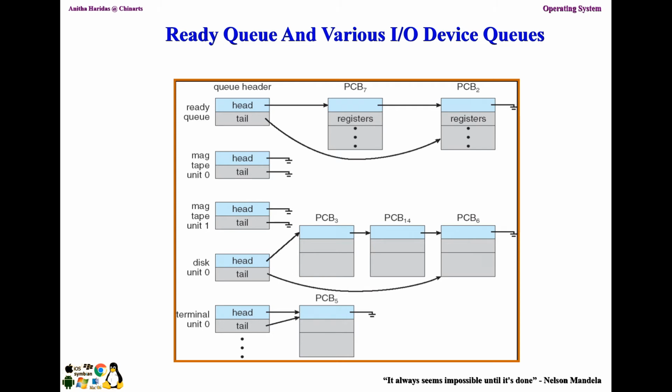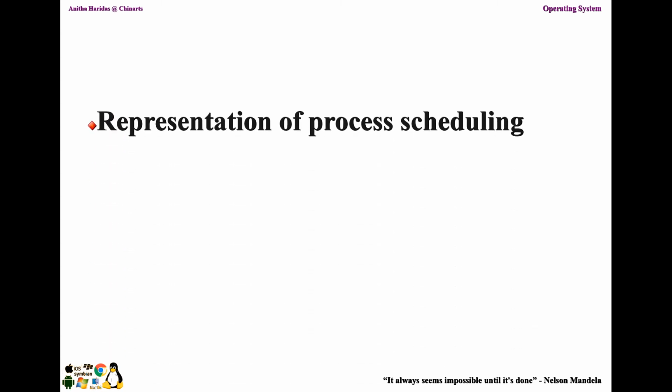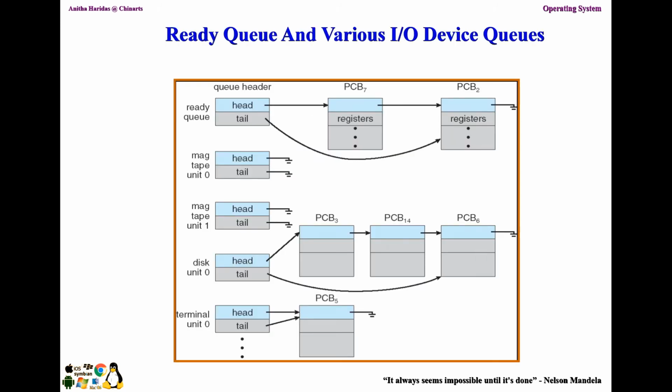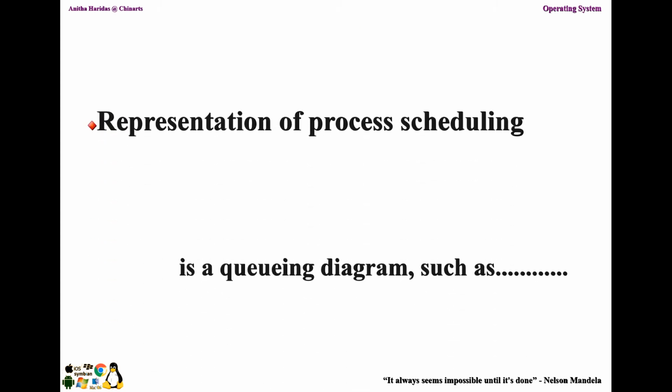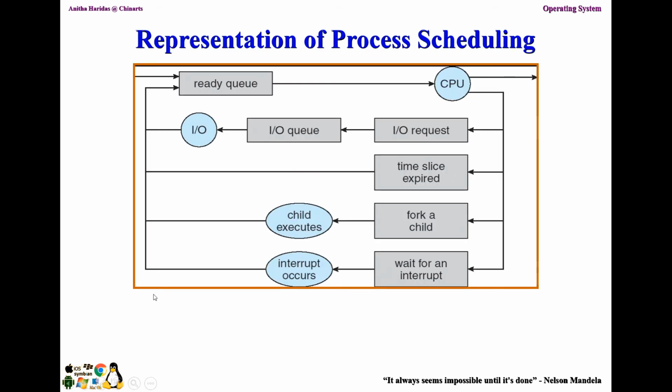Okay, so now you can see that the representation of process scheduling is a queuing diagram, right? So this one we had seen, what are the different queues available. Now let us see how the queuing mechanism is used for process scheduling. So this is the diagrammatic representation of process scheduling, which does the queuing process.